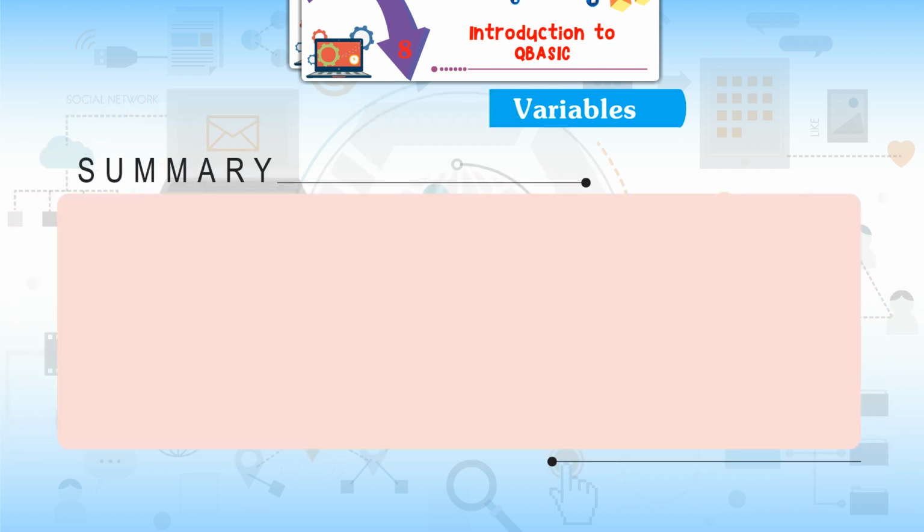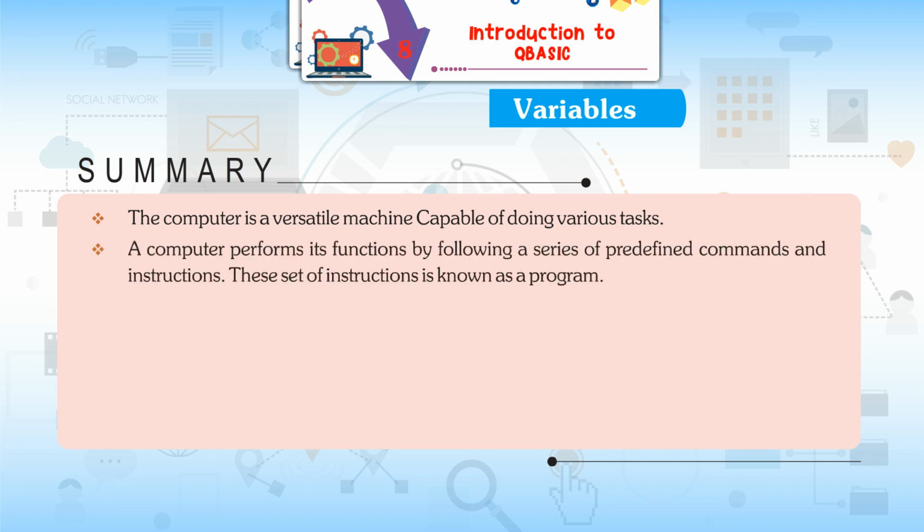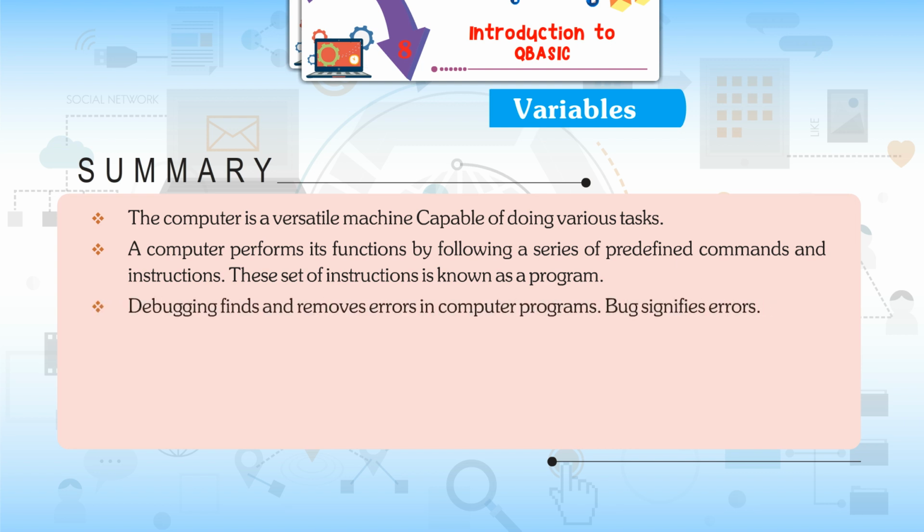50 END. Summary. The computer is a versatile machine capable of doing various tasks. A computer performs its functions by following a series of predefined commands and instructions. This set of instructions is known as a program. Debugging finds and removes errors in computer programs.